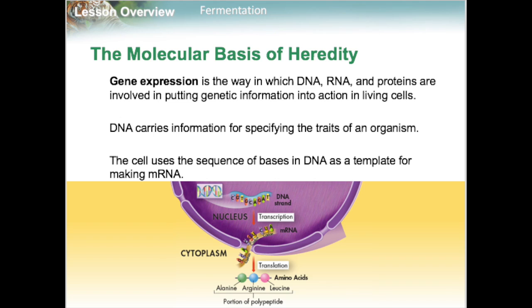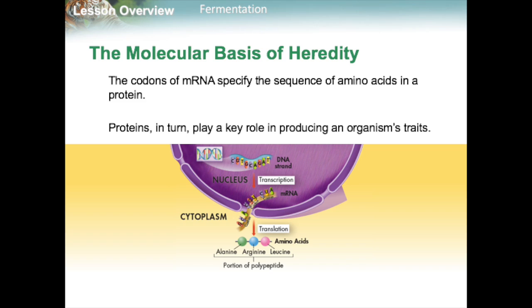So gene expression is the way DNA, RNA, and proteins are involved in putting genetic information into action in living cells. DNA carries information specifying the traits of an organism. The cell uses the sequence of bases in DNA as a template to make it. So the codons specify the sequence of amino acids in a protein. Proteins play an important role.